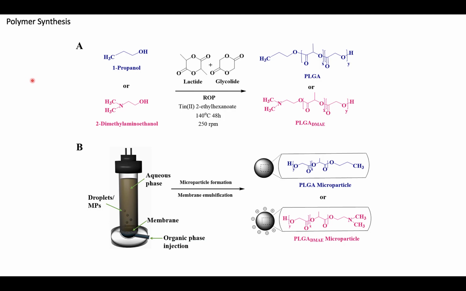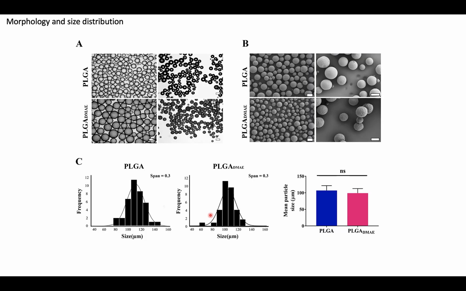And here's how we did the synthesis of these two polymers. We used a standard ring opening polymerization. We used two different initiators, one dimethylaminoethanol group, one propanol. We created the two different polymers, and then we created the macroparticles using a membrane emulsion technique, as I mentioned earlier. We then looked at the morphology and size distribution.